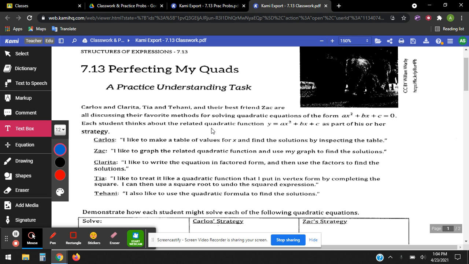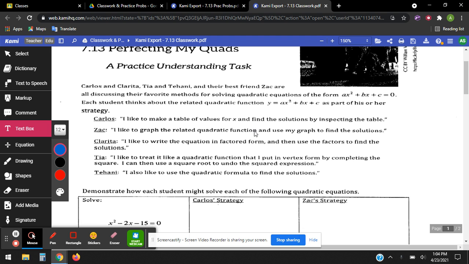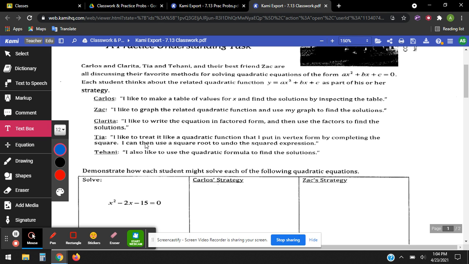Each student thinks about the related quadratic function, y equals ax squared plus bx plus c, as part of his or her strategy. So Carlos says, I like to make a table of values and find the solutions by inspecting the table. Zach says, I like to graph the related quadratic function and use my graph to find the solutions. Clarita says, I like to write the equation in factored form and then use the factors to find the solutions.